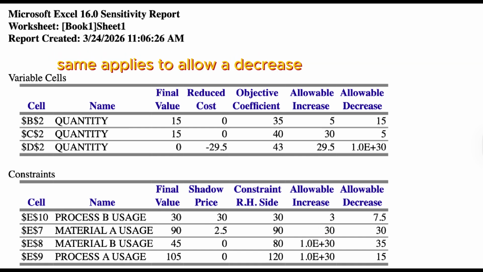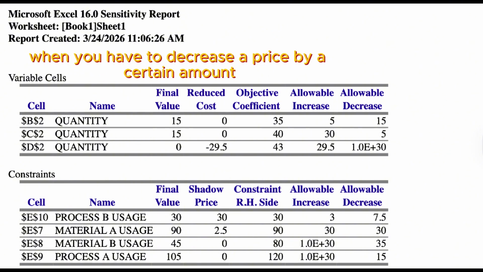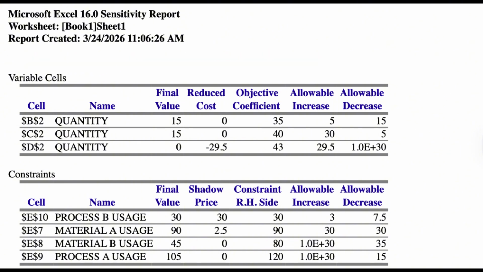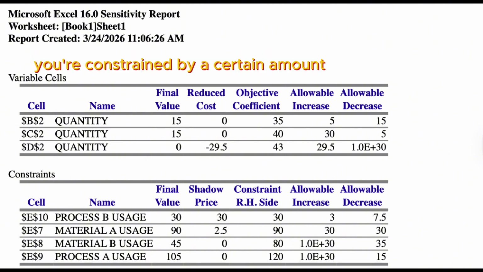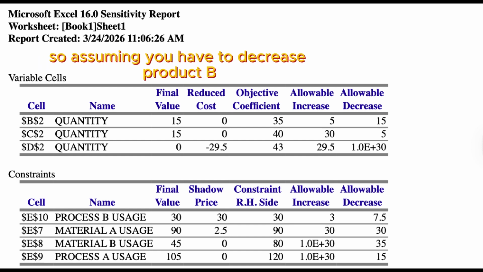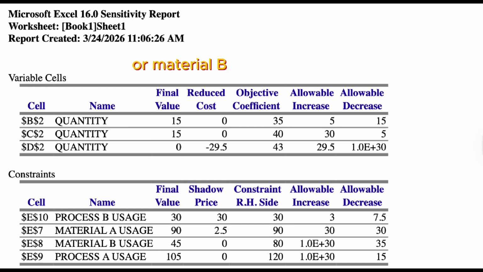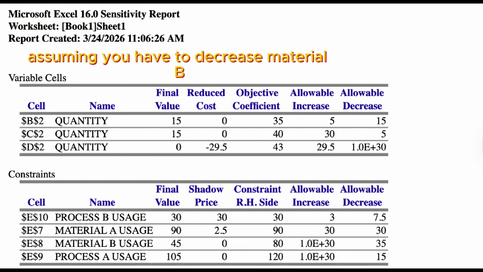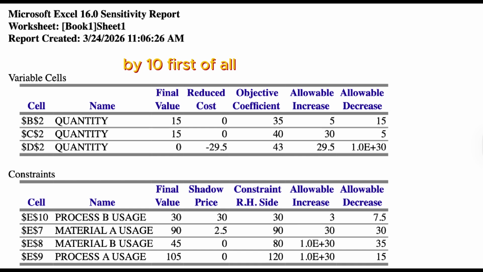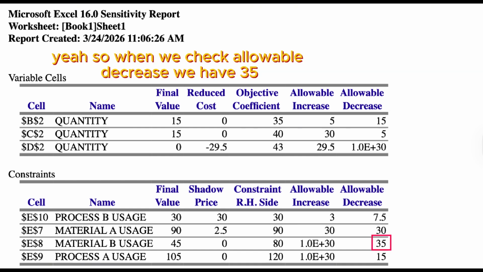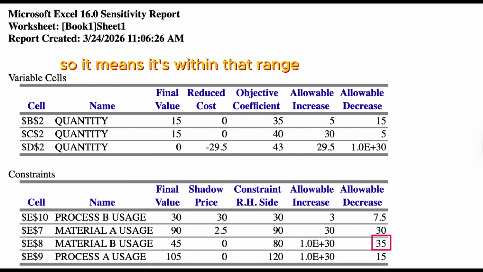Same applies to allowable decrease. When you have to decrease your constraint by a certain amount, first you check the allowable decrease. So assuming we have to decrease material B by 10, first of all, we have to check the allowable decrease. When we check allowable decrease, we have 35. So it means it's within that range.